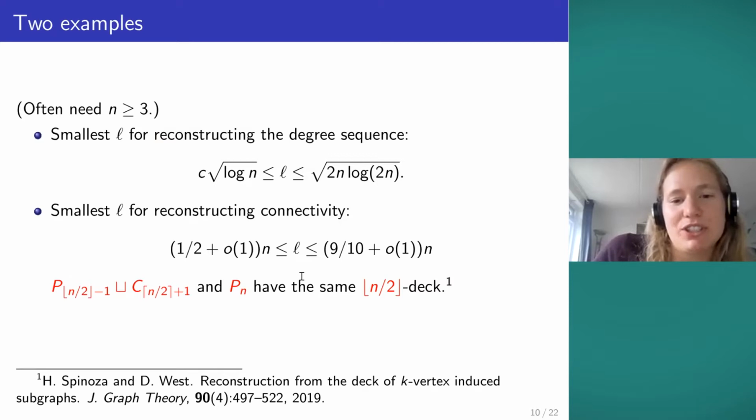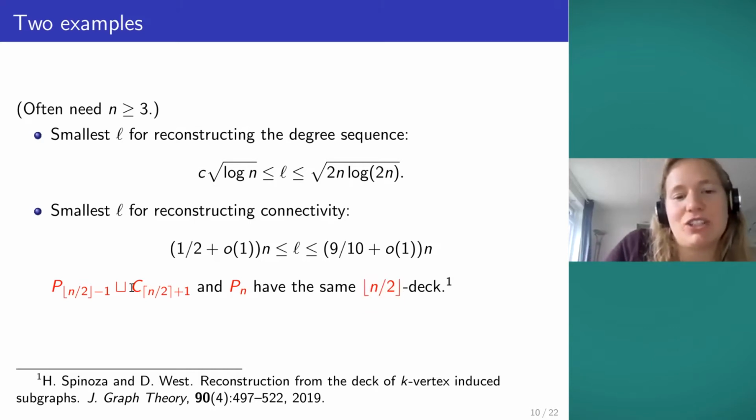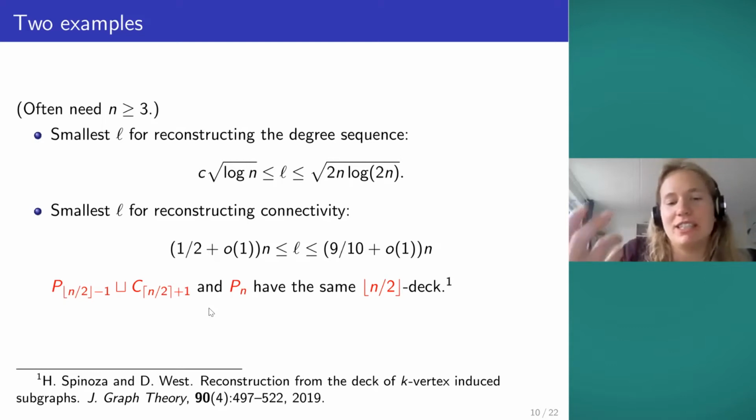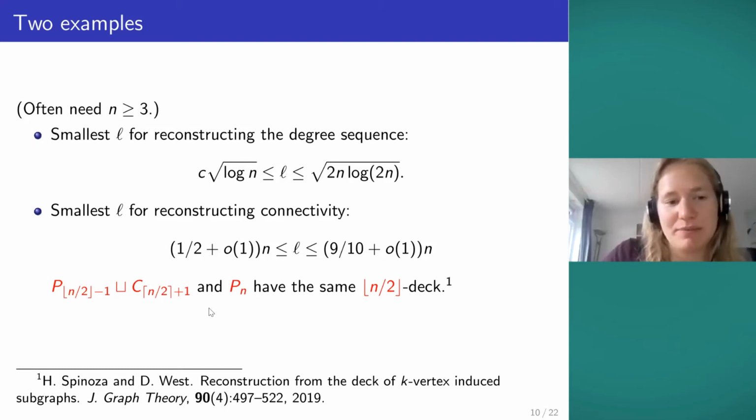But just to give you some intuition about this small card setup, I wanted to run you through an example of why these bounds might get so large. What I'm going to show you quickly is a result from Spinoza and West, that if we take these two graphs, they actually have the same n/2 deck. I won't show it exactly, just a little example. This is to show that even for easy things like seeing if the graph is connected or not, we might need quite large subgraphs in order to determine this, even asymptotically.